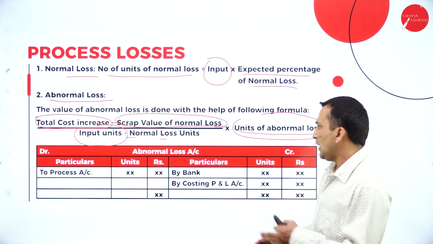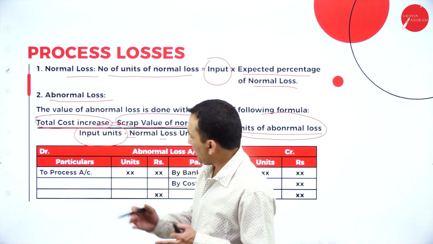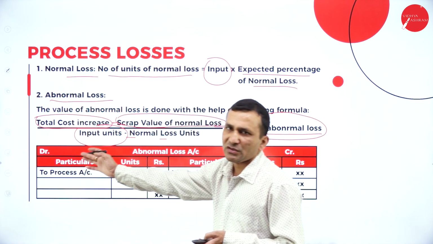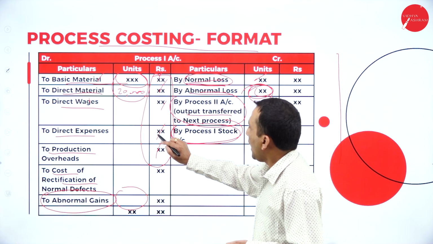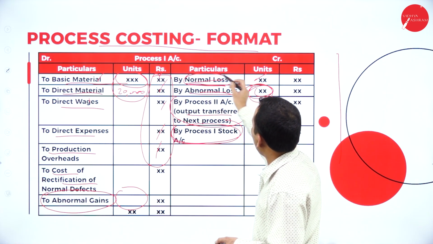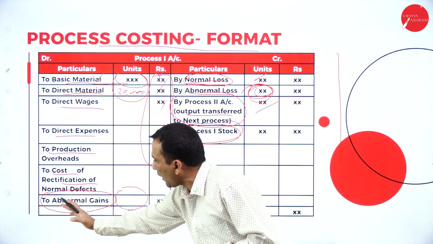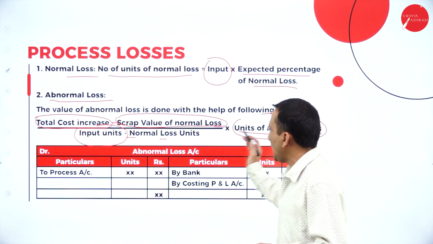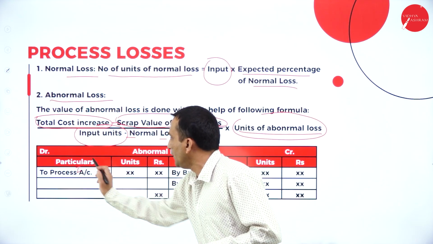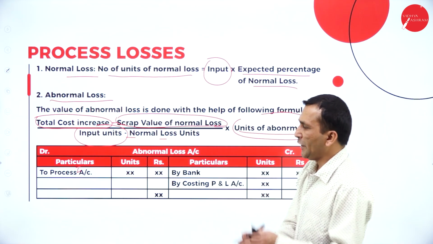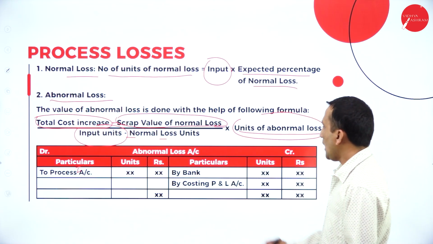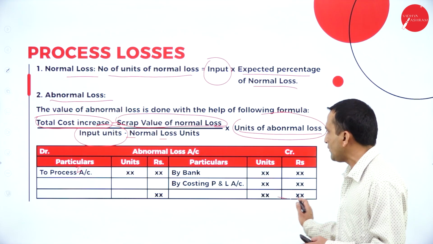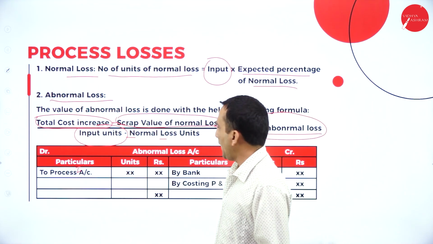Okay, next, to prepare the abnormal loss ledger account, for example, whatever abnormal loss we identify from the process, we get it on the credit side, which goes in the opposite direction, as we write in process costing. Because for process one, the balance: how many units, what is the rate, and we need to calculate the value and the difference.